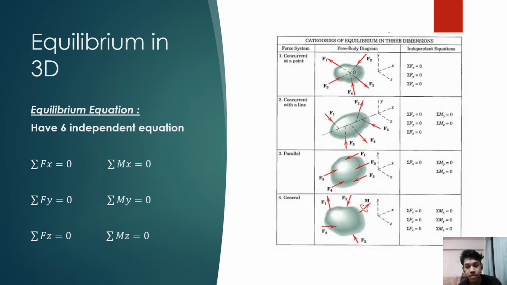which we usually find quite often. The independent equations we have are 6: Fx is equal to 0, Fy is equal to 0, Fz equal to 0. And for the moments, the moment in the x direction is equal to 0, the moment in the y direction is equal to 0, and the moment in the z direction must also equal 0. So that's all for equilibrium in 3D.